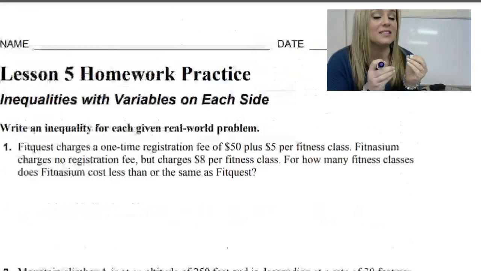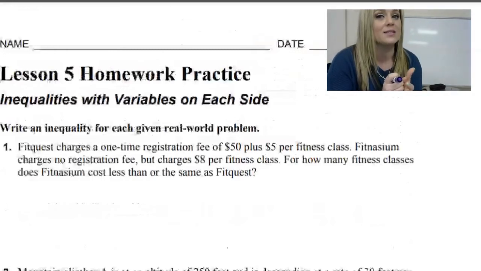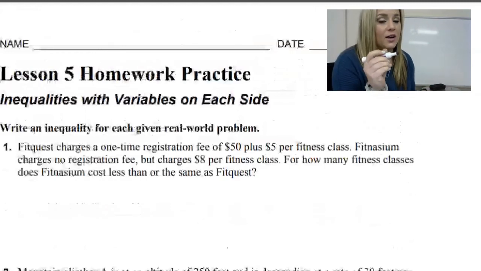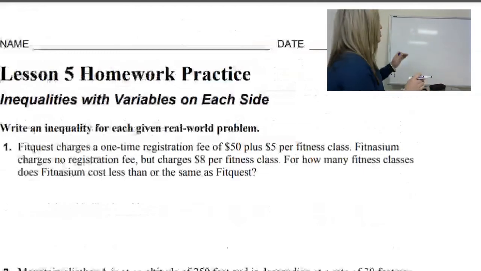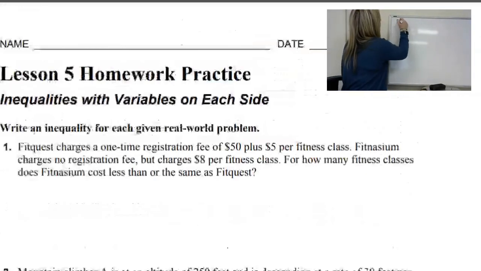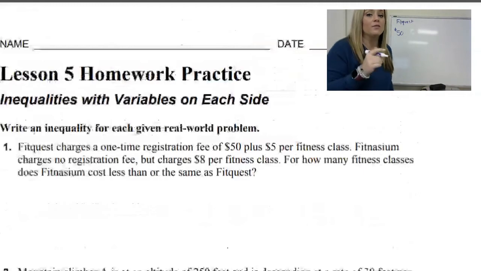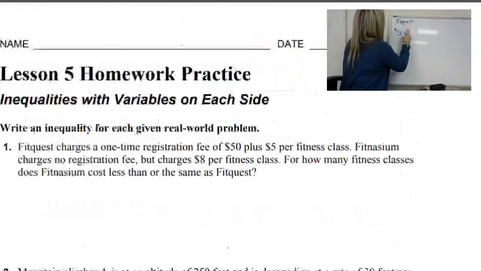Now it says less than or the same. That means we're going to put a line under our inequality sign, our less than or greater than sign. Okay, so FitQuest charges a one-time registration fee of $50, so I'm going to put FitQuest right here. Then it's $5 per fitness class, and I don't have to put the dollar sign.